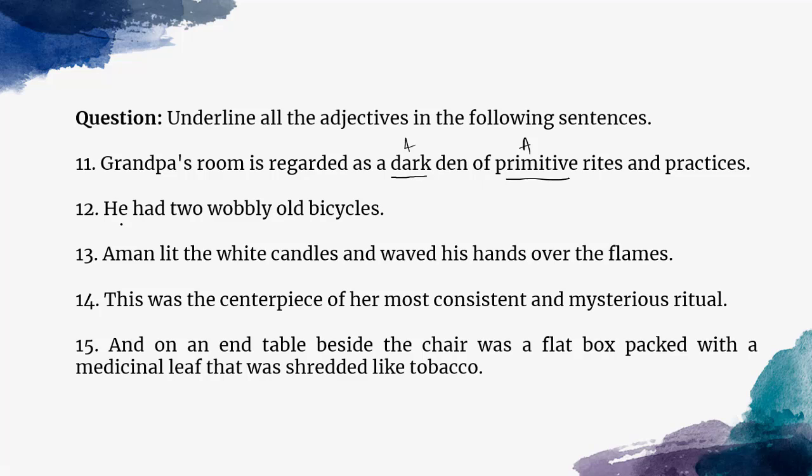Next, he had two wobbly old bicycles. Now friends, how are the bicycles described? First of all, they are old and they are wobbly and there are two. So this is showing quantity. Wobbly is again showing the quality. So all these three words are my adjectives.